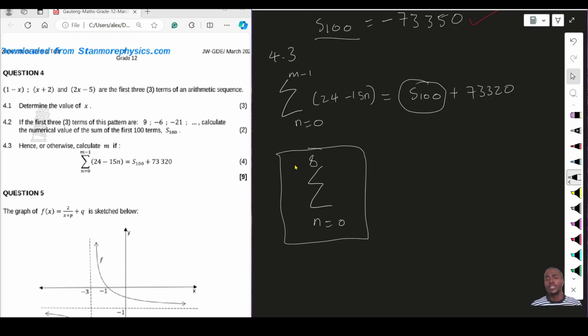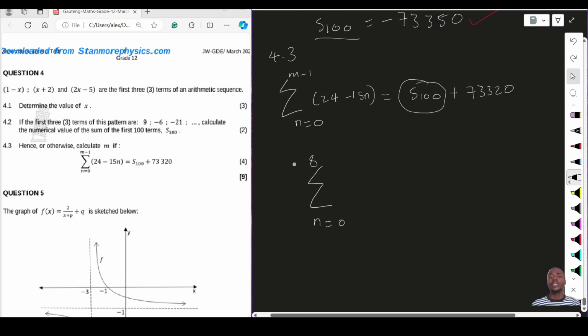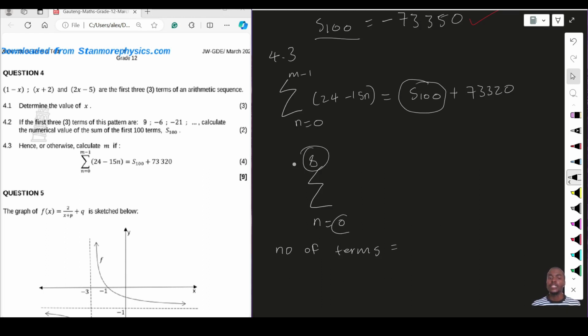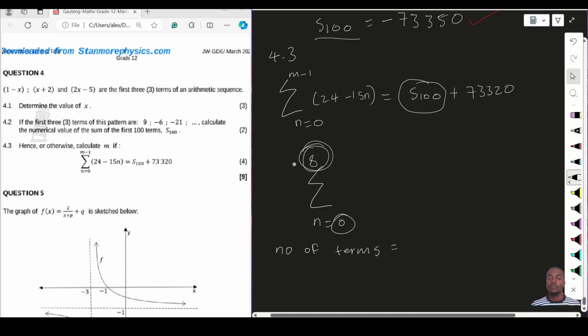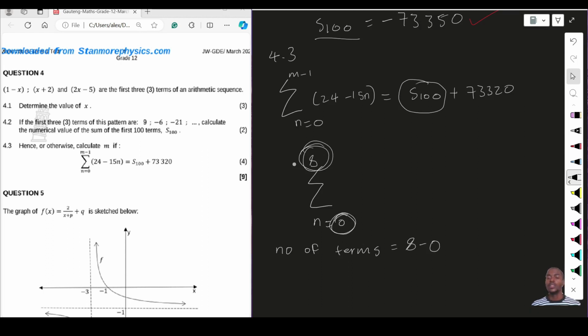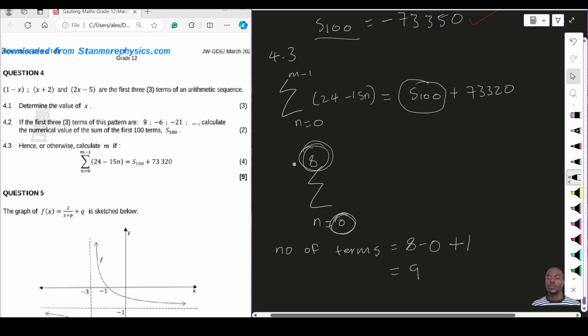So many would say 8, but the correct answer is 9, because to find the number of terms you must say the bottom number minus the top number... the top number minus the bottom number, which is 8 minus 0. Then always add a 1. Then what is this equal to? It's equal to 9. There are 9 terms.